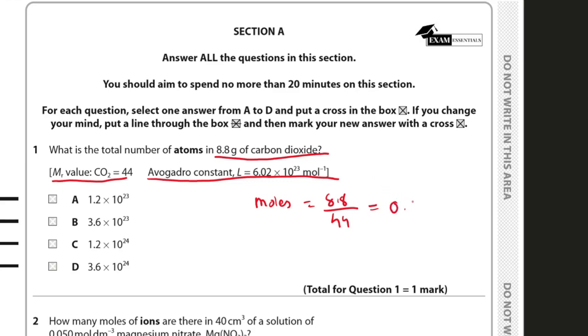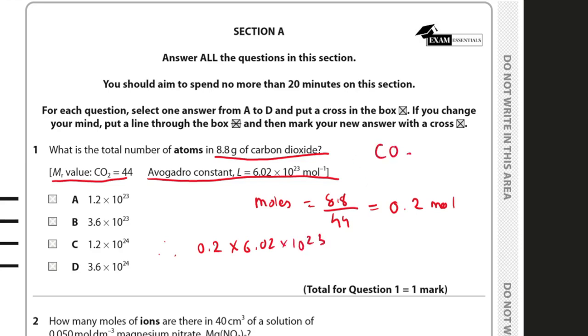0.2, I believe. And then if you want to find the total number of atoms, we need to multiply the number of moles with the Avogadro constant, which states that per mole represents about 6.02 times 10 to the power 23 atoms. So if we do that, 0.2 times 6.02 times 10 to the power 23.